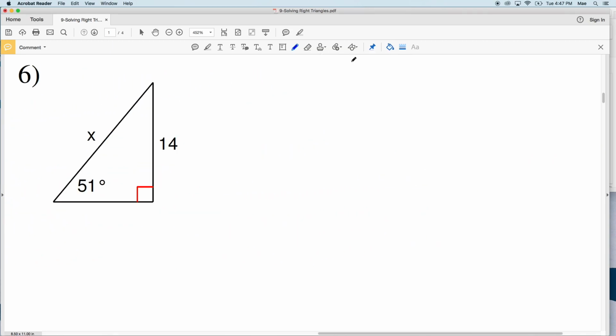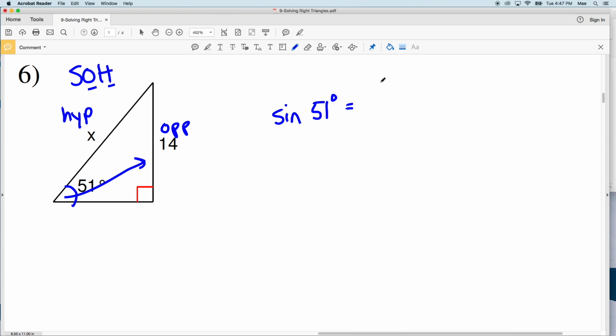In number 6, x is my hypotenuse, and for this angle of 51 degrees, we're also given the side that's opposite that angle. So if we have opposite side and hypotenuse, we'll use sine. So the sine of 51 degrees equals the opposite side of 14 over our hypotenuse of x. Multiply both sides by x to get the x out of the denominator.